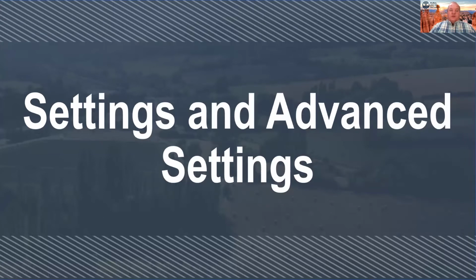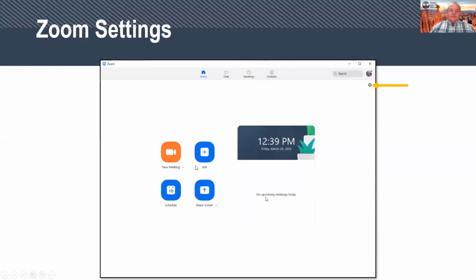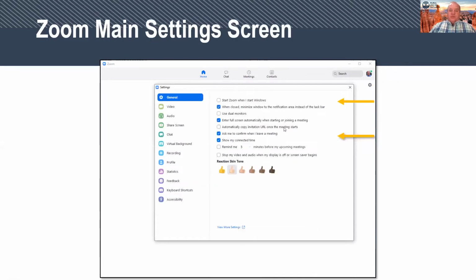All right, let's go and talk about the settings and advanced settings of Zoom. By clicking on the gear at the top right-hand corner underneath your profile picture, you can access the settings for Zoom. There are multiple items on the left-hand side of this window. When you click on the gear, we'll start with the General tab and work our way down.